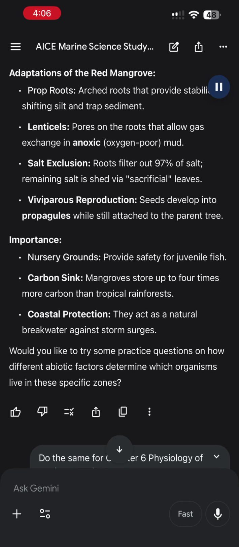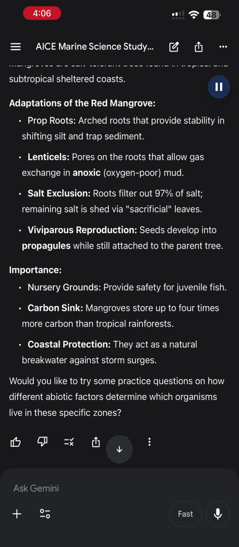Importance. Nursery grounds. Provide safety for juvenile fish. Carbon sink, mangroves store up to 4 times more carbon than tropical rainforests. Coastal protection. They act as a natural breakwater against storm surges.